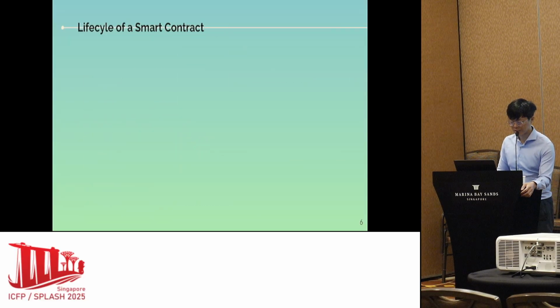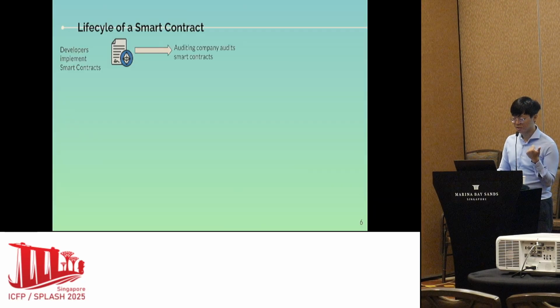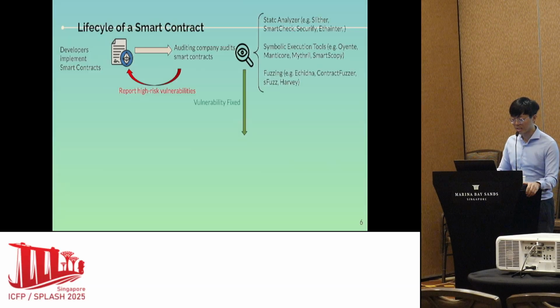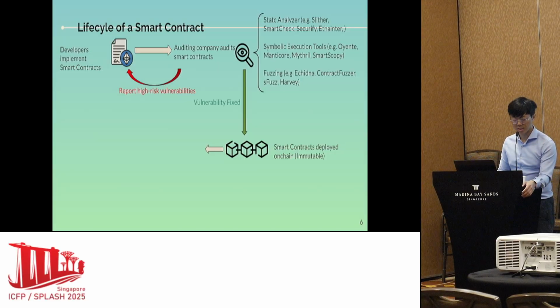In today's blockchain industry, the life cycle of a smart contract typically looks like the following. First, developers implement the smart contract. They send it to a security auditing company, which runs a variety of tools in academia or industry: static analyzer, symbolic execution engines, or fuzzing tools to detect vulnerabilities. They report the high-risk vulnerabilities back to the developers, and if there are no other critical issues or all the vulnerabilities have been addressed, the developers will continue to deploy the contract on-chain. And from that point onward, it becomes immutable.